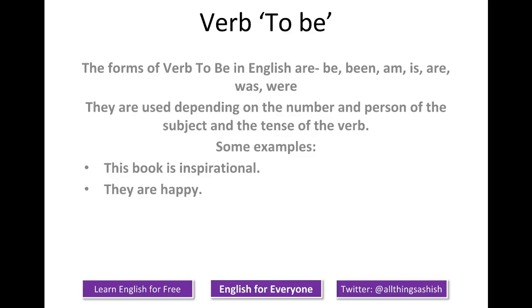So verb to be is decided based on the number and the person of the subject and the tense of the verb. So we have not said this book was inspirational because we are talking about the present. They are happy. We're not saying they were happy because we are talking again about the present tense.